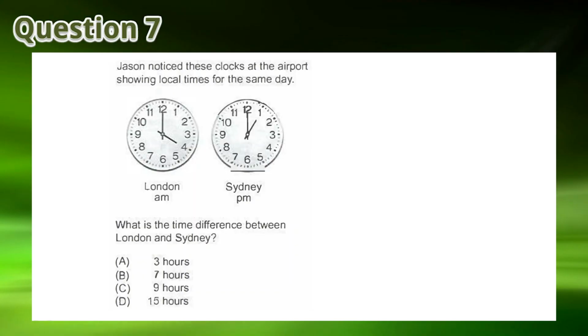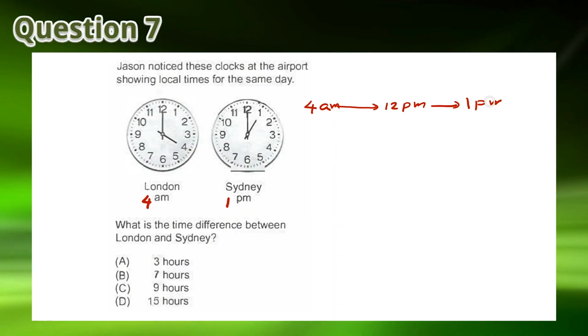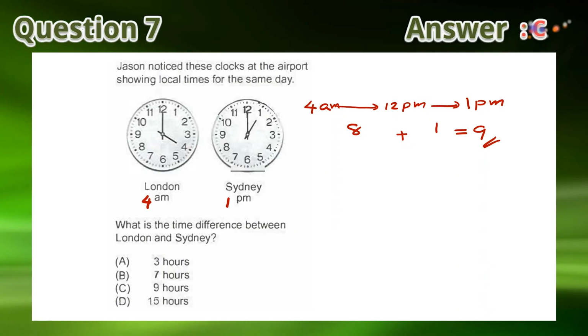The time in London is 4 AM and the time in Sydney is 1 PM. The time between 4 AM and 12 PM is 8 hours, and the time between 12 PM and 1 PM is 1 hour. We can add this up to get a total of 9 hours. So the answer is C.